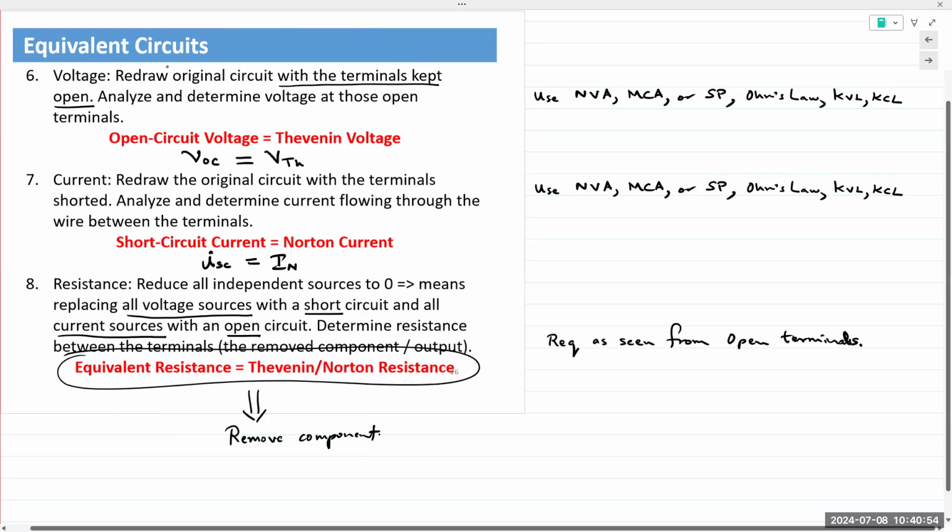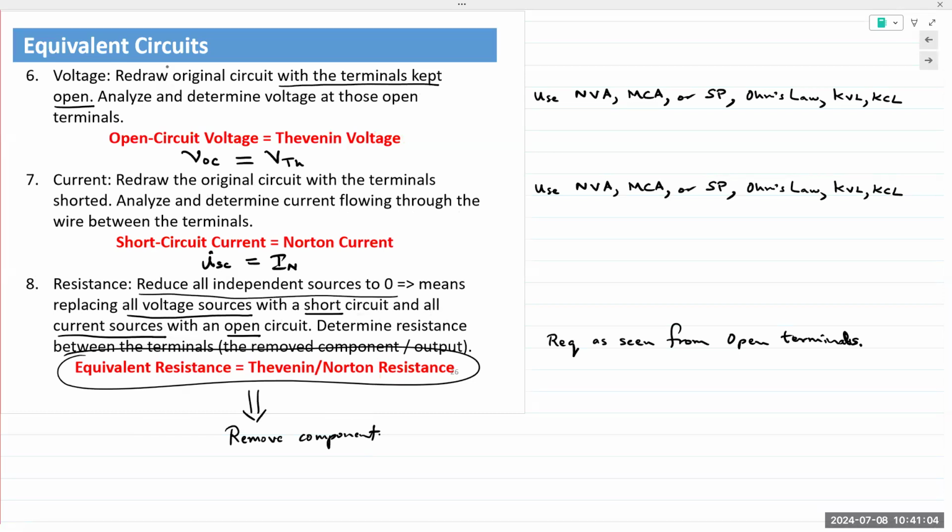Once to determine Req between those pair of terminals. So you simply reduce all independent sources to 0. Replace every voltage source with a short circuit and every current source with an open circuit, and you find Req. No sources should be present when you try to find Thevenin resistance. Any questions so far?